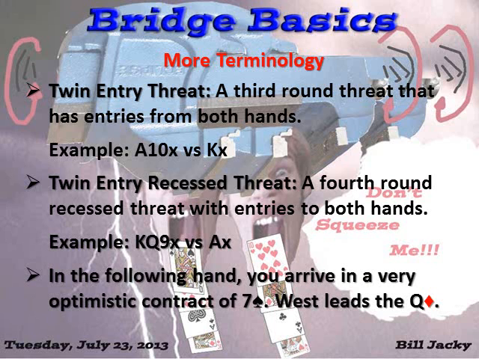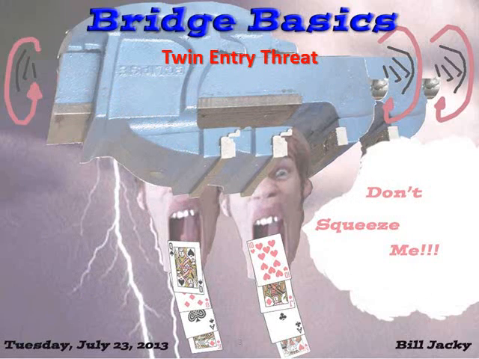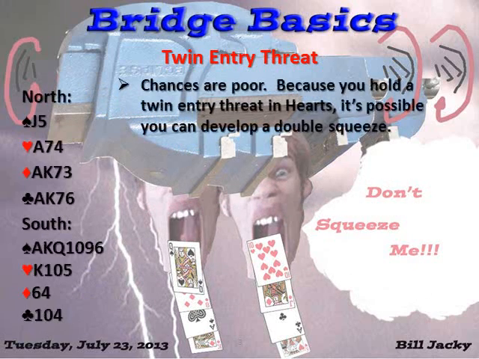In the following hand you arrive at a very optimistic contract of 7 spades. West leads the queen of diamonds. What are the values of these holdings? When you see these kind of holdings, think squeeze play. Here is our hand, and we really know that our chances of making this contract are rather poor. But notice that you hold a twin entry threat in hearts. Ace third opposite king 10x. It's possible you can develop a double squeeze.